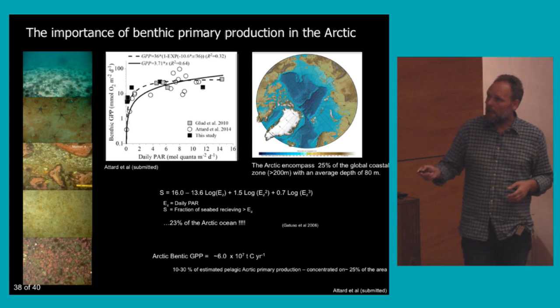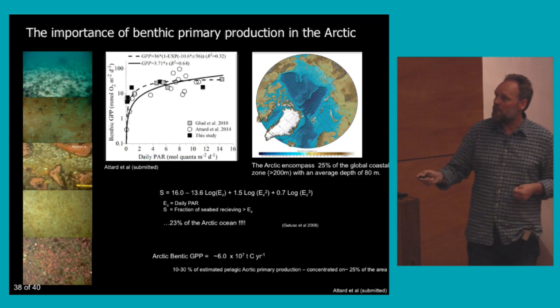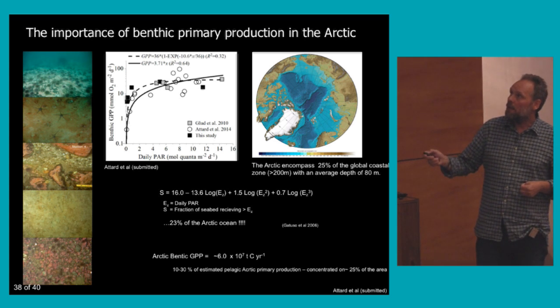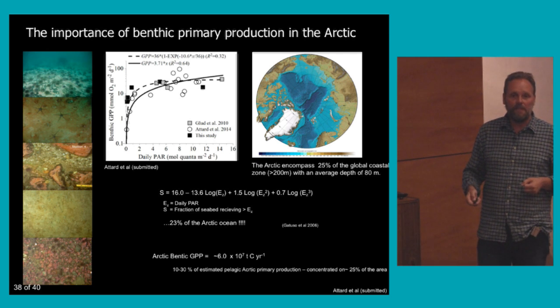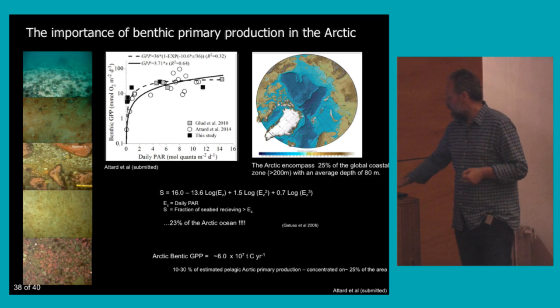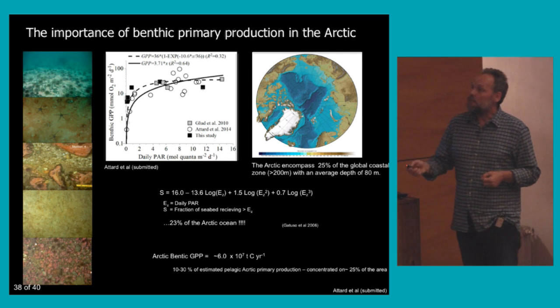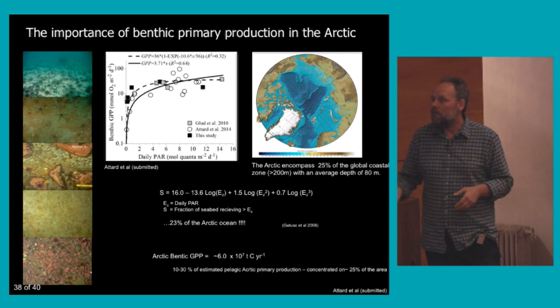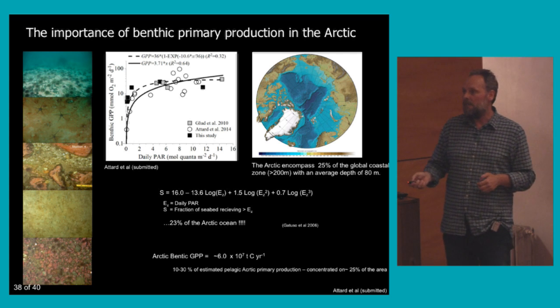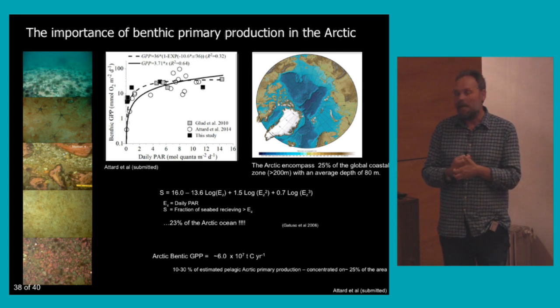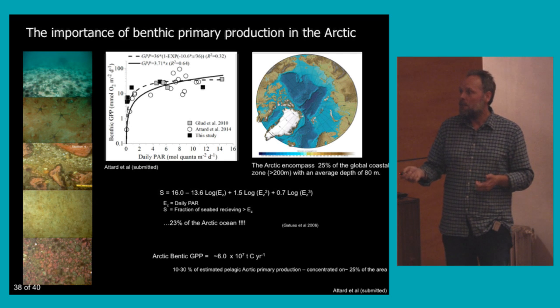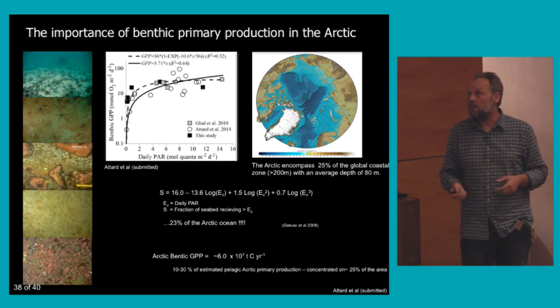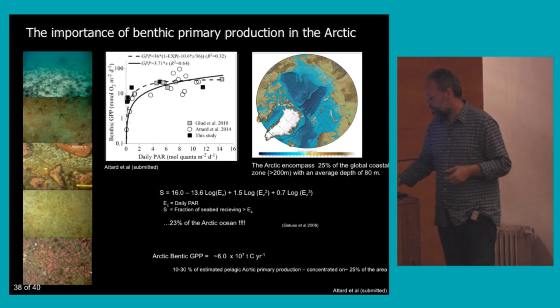Using a light relation established by Cartuso, how much light availability it takes to induce benthic primary production, it turns out it's about 23% of the seabed in the Arctic that has a potential for benthic primary production. And using these relations, actually 10 to 30% of the benthic primary production account for what is estimated to be today's 10 to 30% pelagic primary production, a significant number which may significantly change as sea ice coverage in the region is changing.